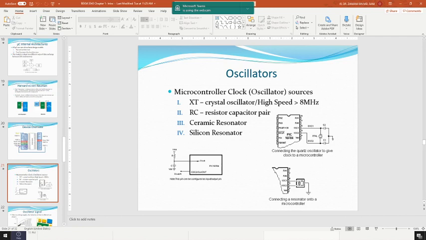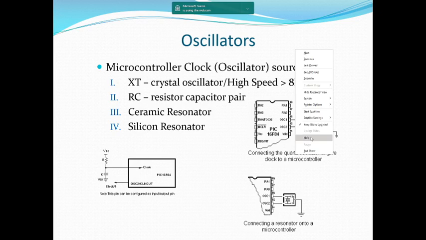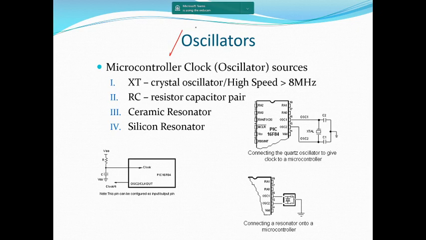Okay, so this is a clock or oscillator. They call it clock. You learned it in your lab last time. I hope that you learned in your lab how to work with the oscillator, or they call it clock. So this is a pin. You can call it clock or XT, crystal clock they call it. So microcontroller, clock, oscillator sources.